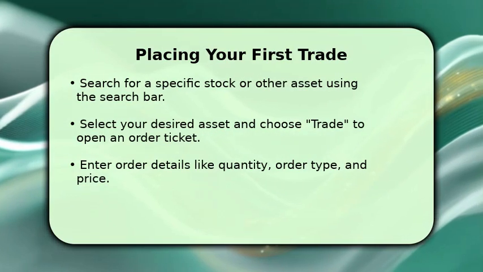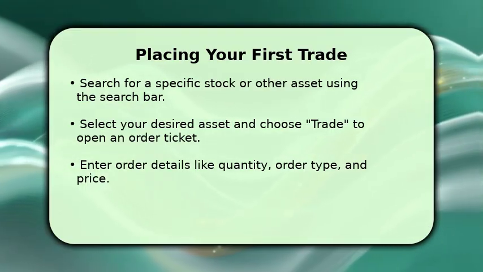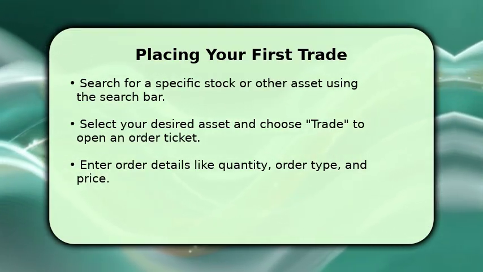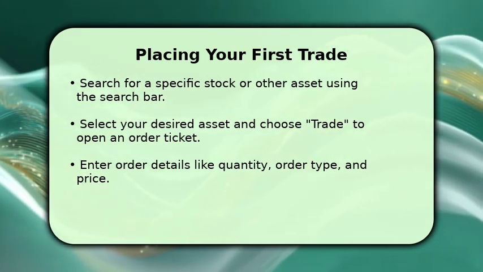Now let's place a trade. Use the search bar at the top to find a specific stock, option, or other asset you wish to trade. Once you've found your desired asset, select it and tap Trade to open the order ticket.